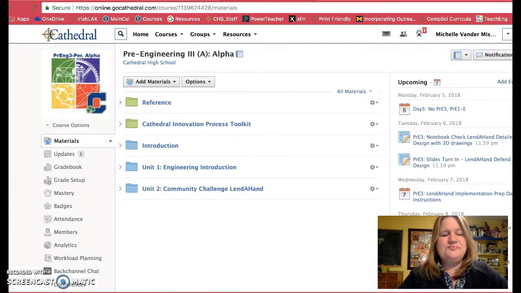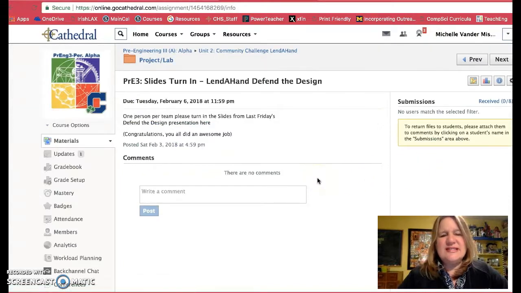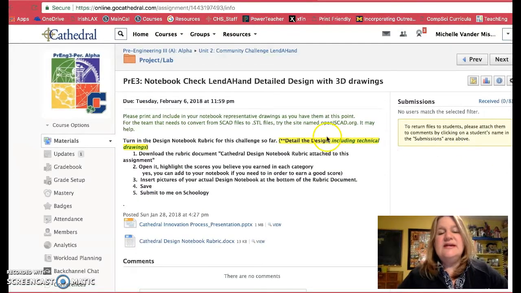I'll hop over there. Okay, so you can see on the sidebar, we've got two things. It's actually listed lower. I don't know why it does that, but we've got the slides turn in for the Defend the Design slides from Friday. Just go ahead and turn those right in so we have a record of those. And then the second turn in for today is the one that will take the most of your time in class. So this is the detailed design.